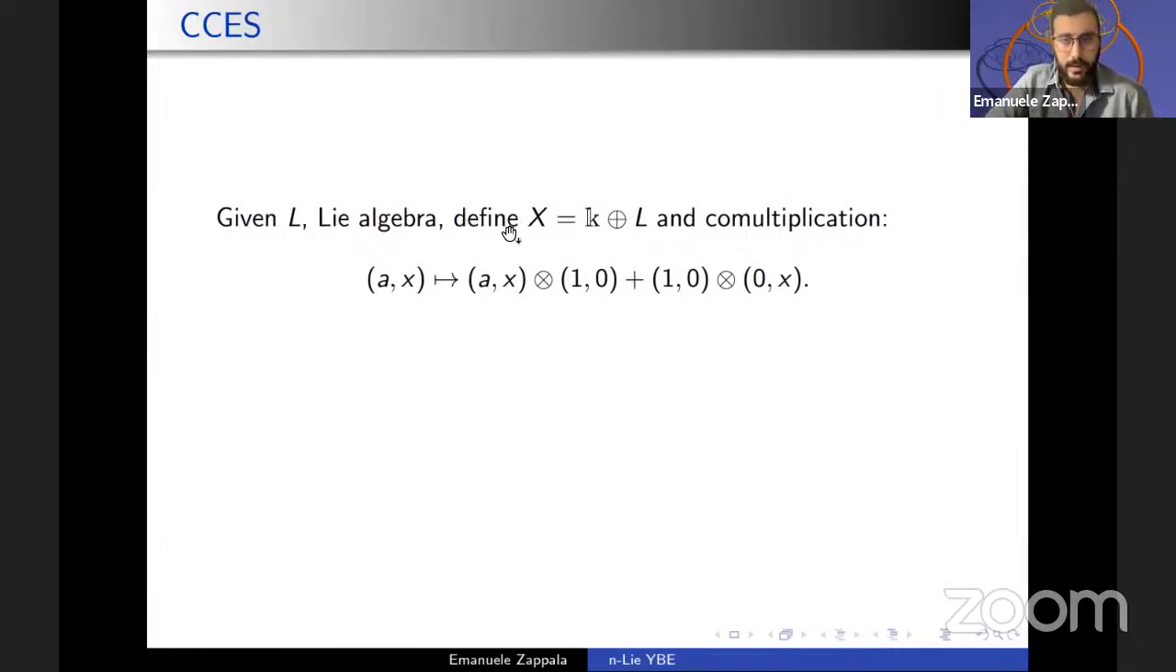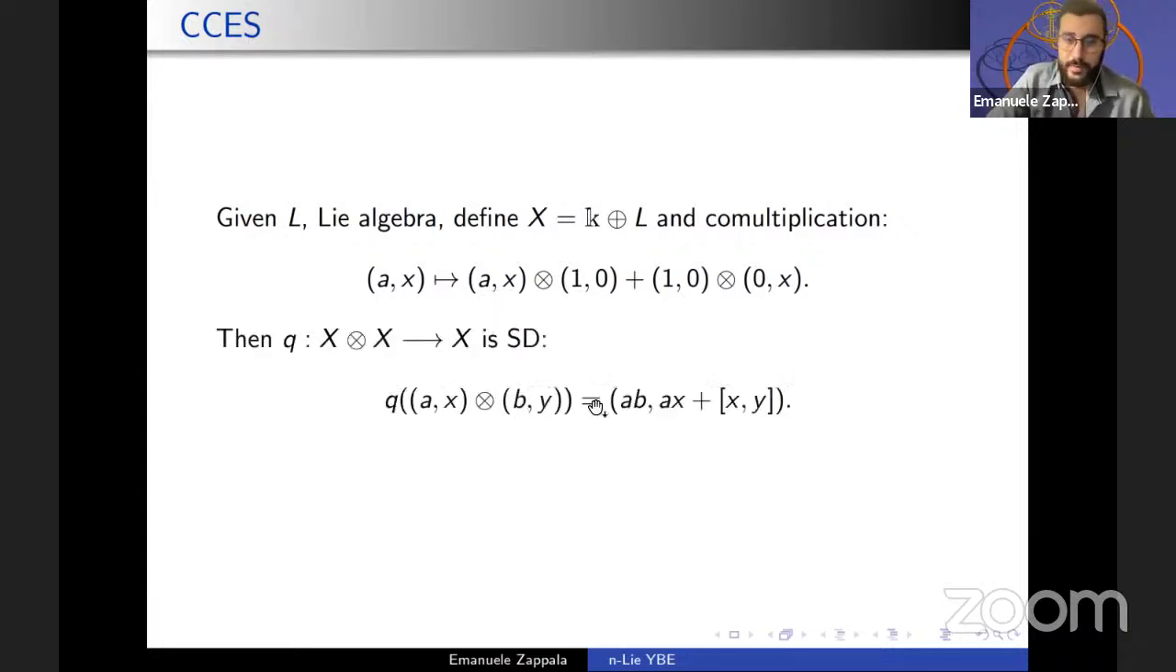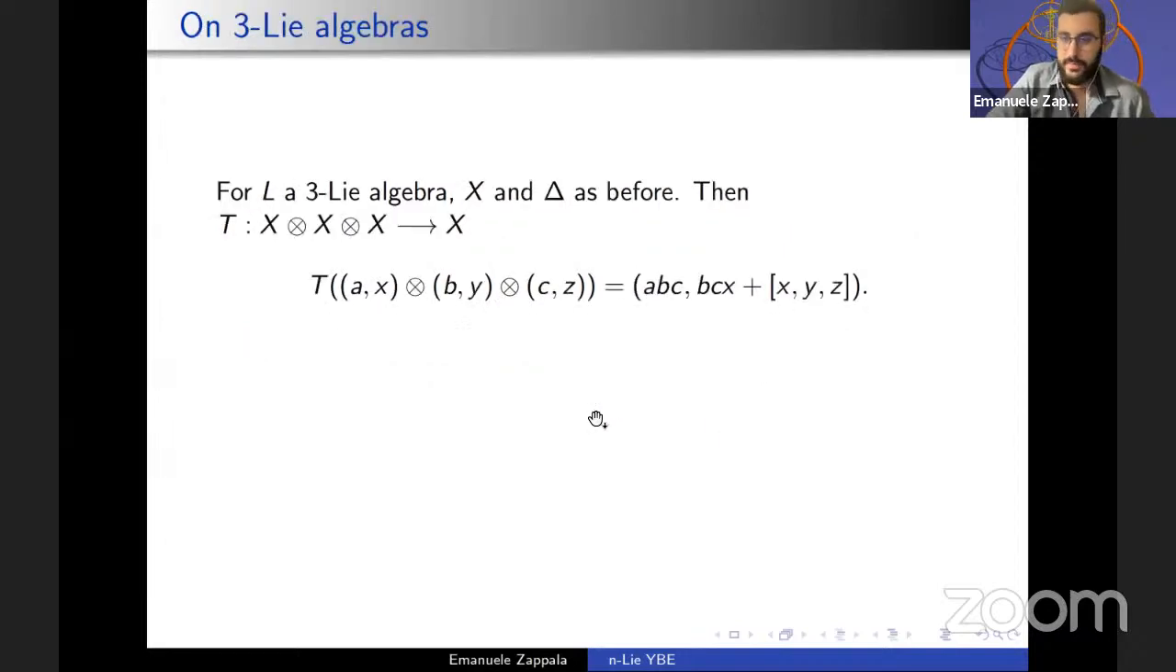and Saito basically takes a Lie algebra. It augments it with the scalar field, and it defines this co-multiplication that turns it into a co-commutative object in the category of vector spaces. And then you define this binary bracket, this binary operation that uses the Lie algebra like this. And this turns out to be self-distributive.